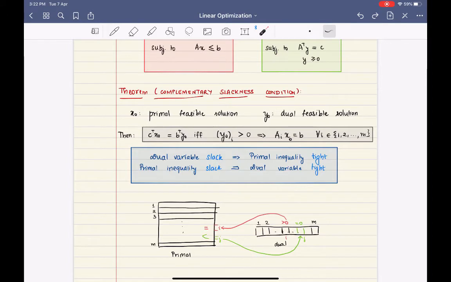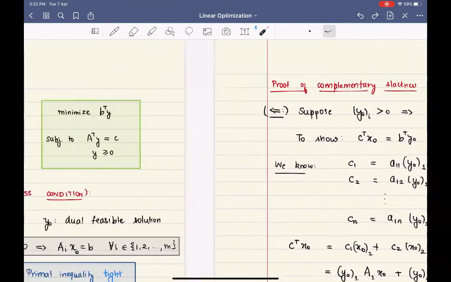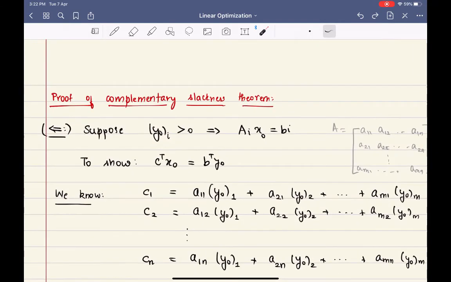So I'll now try to give a proof of this fact. There are two directions. This should imply this and this thing should imply this. Let's first look at the backward direction. Suppose the complementary slackness condition is true between x0 and y0. We want to show that C transpose x0 equals B transpose y0.